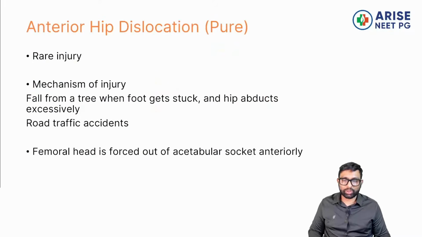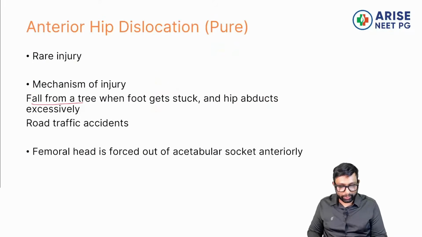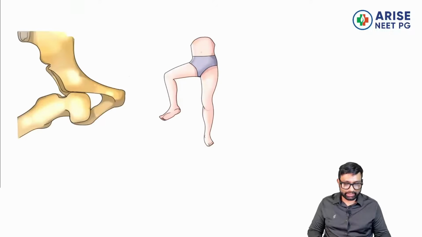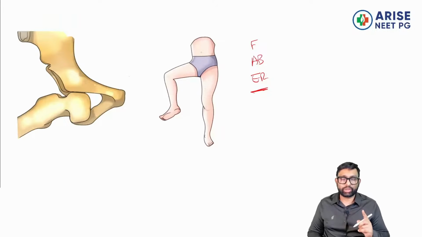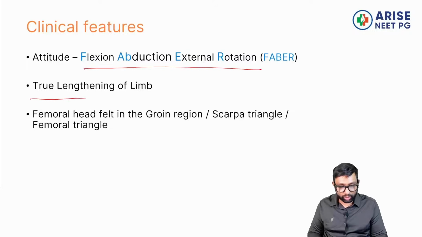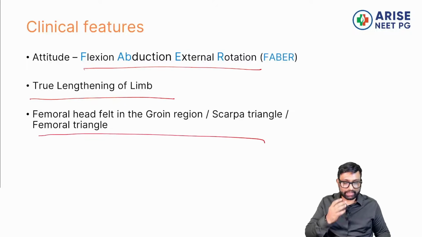So in anterior hip dislocation, commonly you see it in fall from a tree when the foot gets stuck and hip abducts excessively, or road traffic accident, the femoral head is pushed out of the acetabular socket anteriorly, and in these patients this is the attitude. It goes into flexion, abduction, external rotation. The mnemonic here is FABER. The mnemonic in posterior dislocation was FADIR, F-A-D-I-R. So flexion, abduction, external rotation, true lengthening of limb. Femoral head is felt in the groin, Scarpa's triangle and femoral triangle.